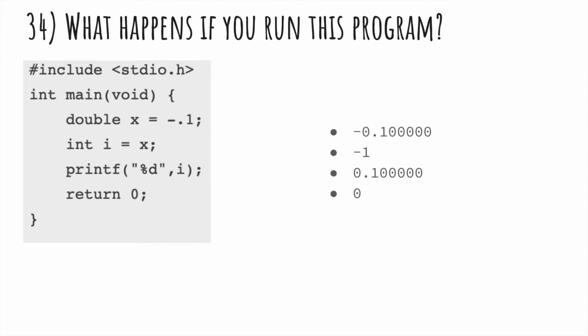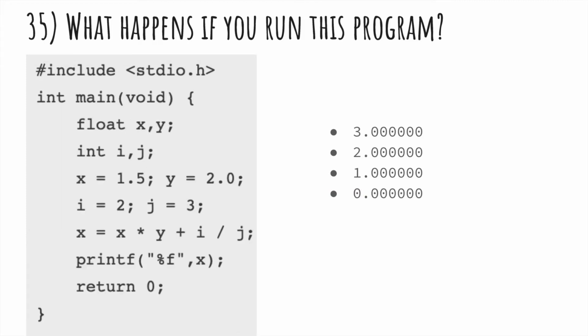Next question, we have a double x, which is -0.1. Then we have an integer i, which equals x. Well, an integer can't have a decimal point. Since i is an integer, it can't be a decimal. And since it's a negative number, you're rounding up, so i is going to be 0.